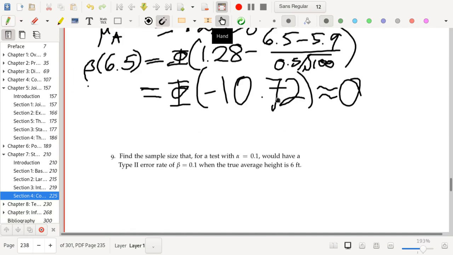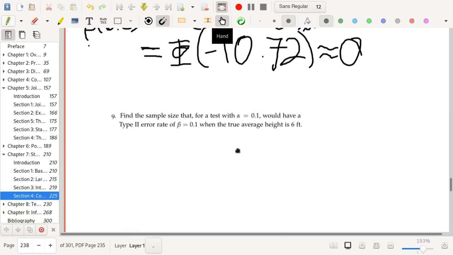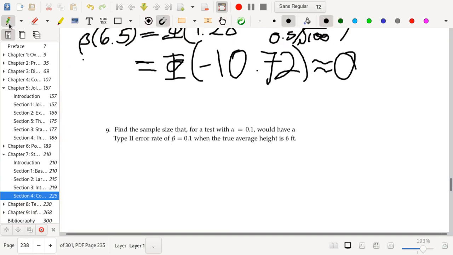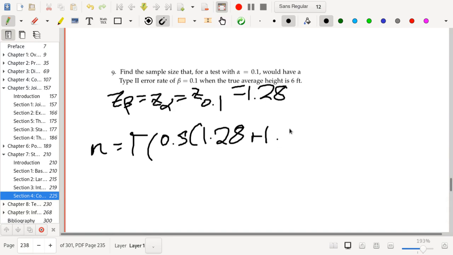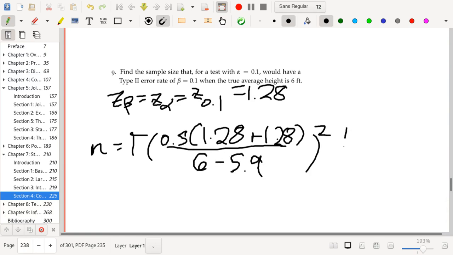So, yeah. Next up, find the sample size such that for a test with an alpha of 0.1, it would have a type 2 error rate of beta equals 0.1 when the true average height is 6 feet. So, in this case, z beta is equal to z alpha, which is z 0.1, which is equal to 1.28. According to the sample size planning formula that we came up with, the sample size that we need is going to be 0.5, that's the standard deviation, times 1.28, that's z alpha, plus 1.28, that's z beta, all of this divided by 6 minus 5.9, and then we square this. And this is going to be 164.4 rounded up, which is 165.